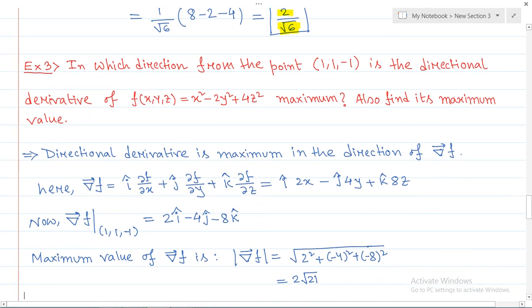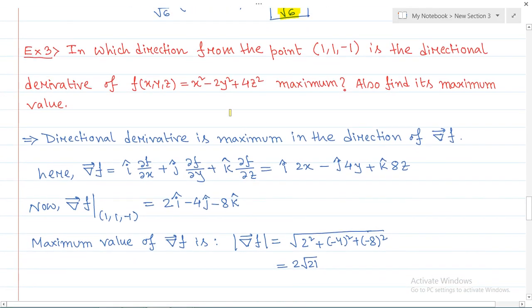It says: in which direction from the point (1, 1, -1) is the directional derivative of the function f(x,y,z) = x² - 2y² + 4z² going to be maximum, and if it is maximum, then also calculate its maximum value. So these are the two things that we need to do in this problem. First of all, we have to find out in which direction the directional derivative is going to be maximum.